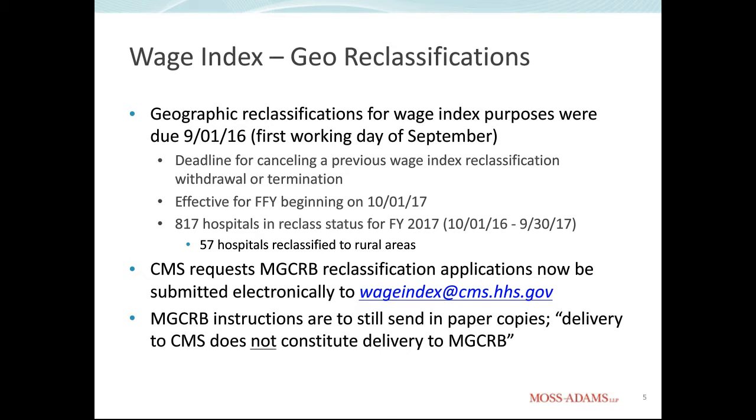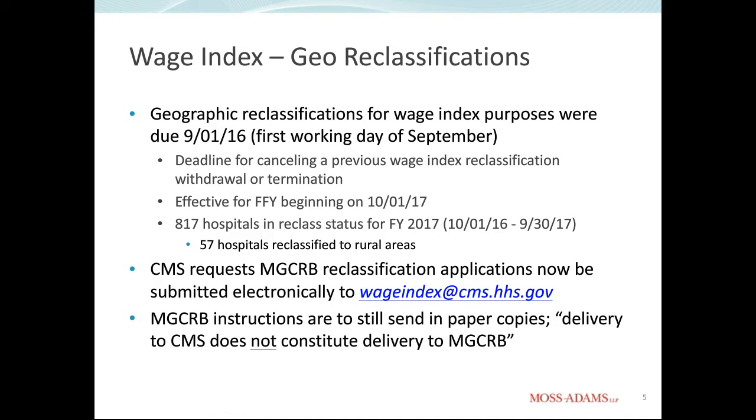The geographic reclassifications that were submitted by September 1st, 2016, if approved, will be effective on October 1st, 2017, next year. There are currently 817 hospitals in reclass status for federal fiscal year 2017, and of these, 57 hospitals are reclassified to rural areas.